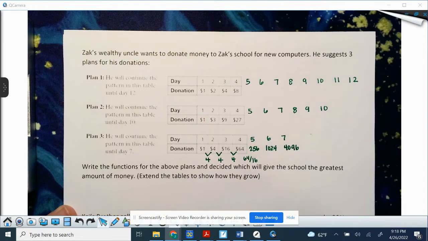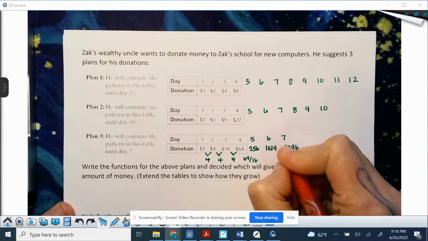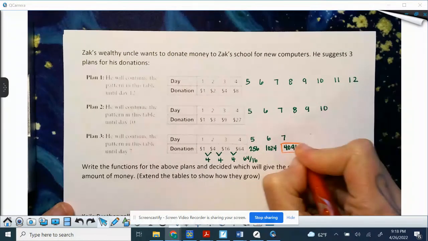So for 7 days, if this was the way they chose, we would have $4,096 for him to donate.